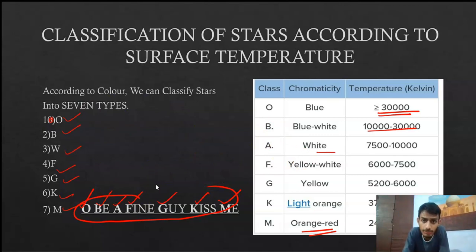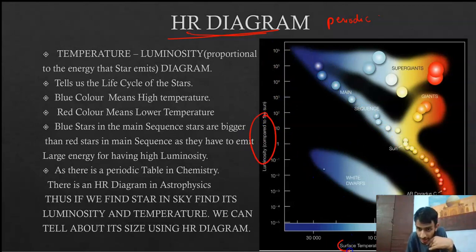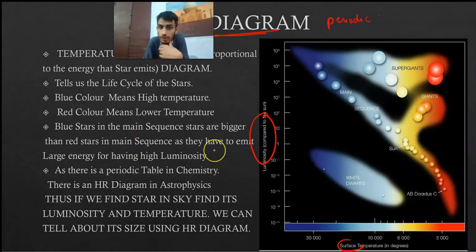By the temperature of the stars and the intensity, we can draw a diagram, and that is called an HR diagram. And this diagram is like the periodic table of chemistry. So here we have the main diagonal, and on the y-axis we have drawn luminosity. On the x-axis we have surface temperature, and here we have the main sequence stars.